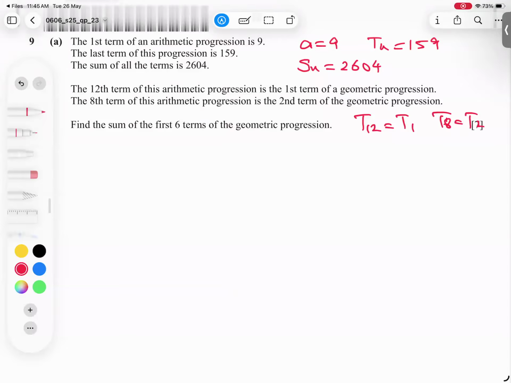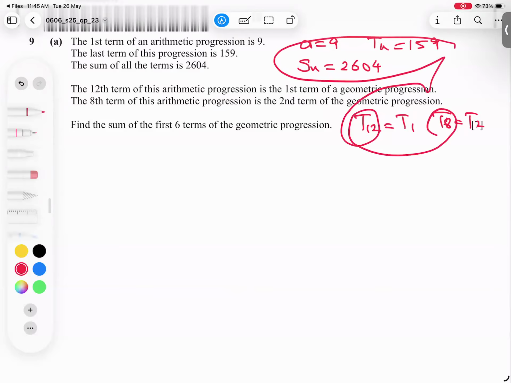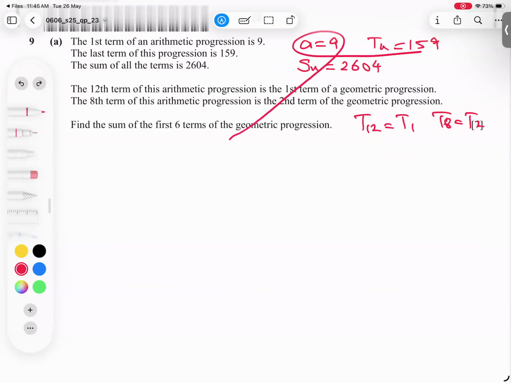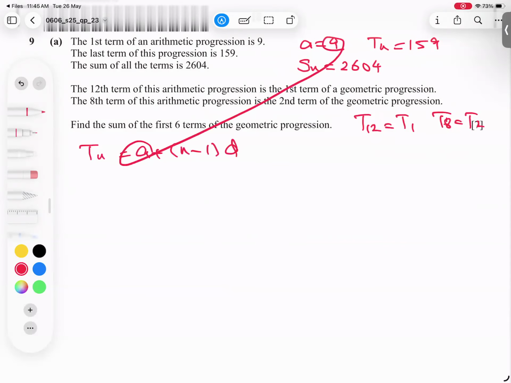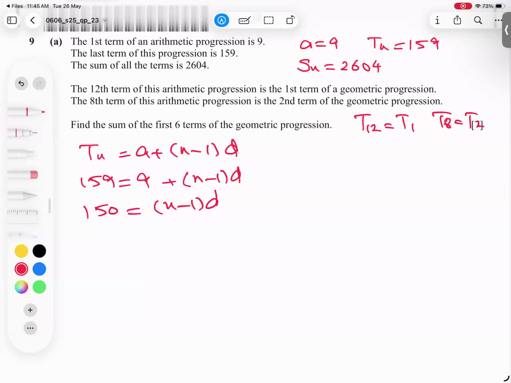So students, first of all, we must know a and d, otherwise we cannot find these. So step number 1: a we have, d we're looking for. It's Tn, what's the Tn formula? a plus n minus 1 into d. Replace a by this, Tn replaced by 159. Here I got 150 equals n minus 1 into d.